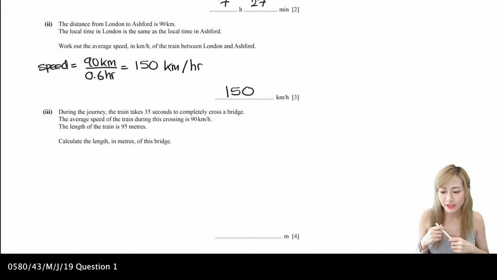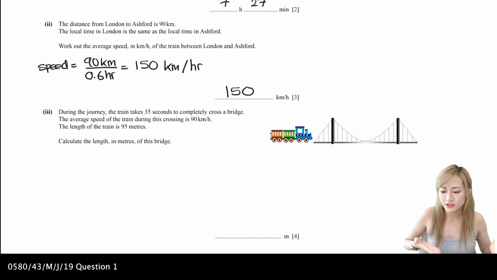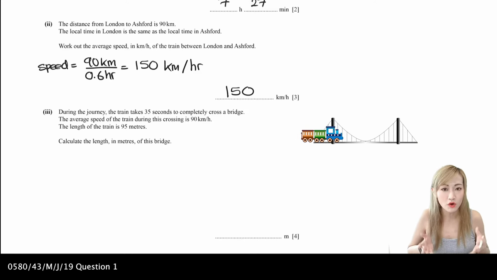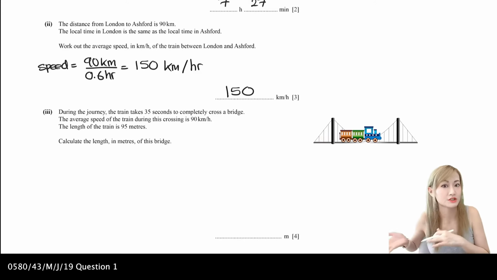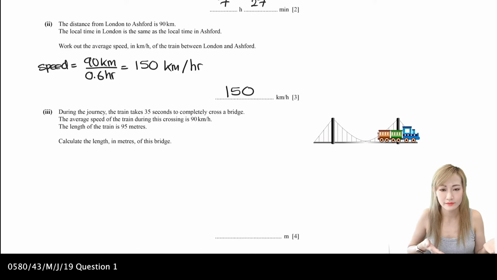During the journey, the train takes 35 seconds to completely cross a bridge. The average speed of the train during this crossing is 90 kilometers per hour. The length of the train is 95 meters. Calculate the length in meters of this bridge. So when the question says completely cross a bridge, it means that the whole of the train needs to cross the bridge to the other side.